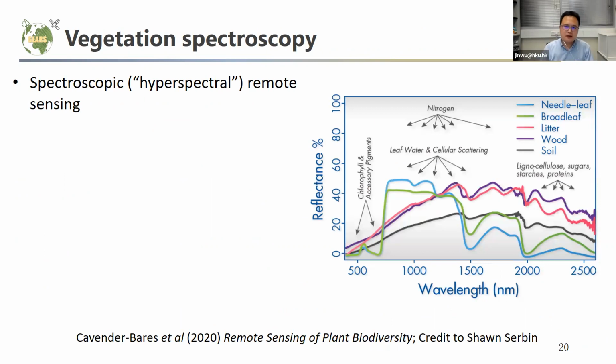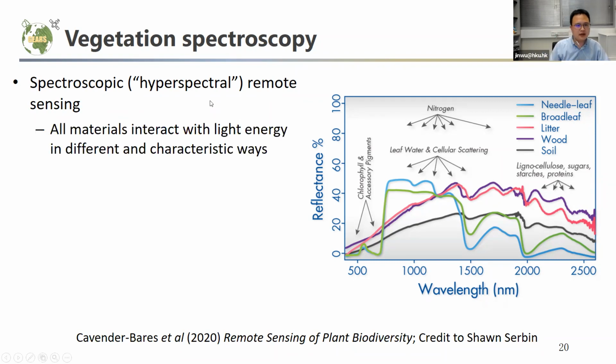So now let us move to the last part. In the last part, I primarily want to introduce how we can potentially use the vegetation spectroscopy technique to help monitor plant functional traits. The spectroscopy technique in the remote sensing field, we normally also call hyperspectral remote sensing. The fundamental theory underlying this technique is that all materials interact with light energy in different and characteristic ways, like the example shown on the left panels.